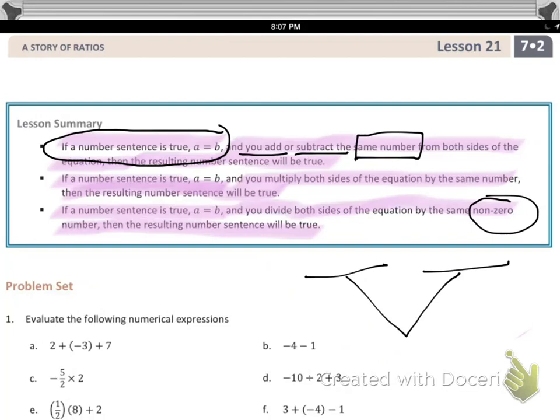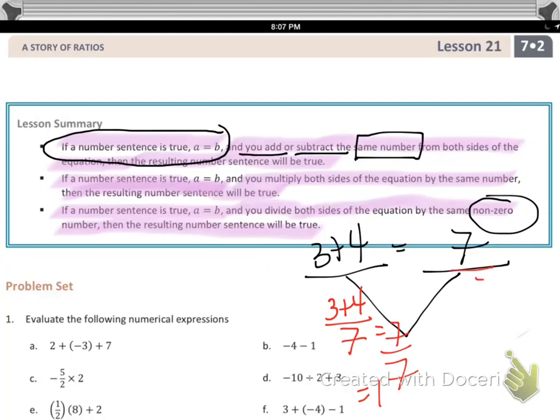Okay, so if we had, what do we have? I could do the same thing. 3 plus 4 equals 7. Same balance. All right. So if I divide both of those sides by 7, let's say, I'd have 3 plus 4 over 7, which equals 7 over 7, which equals 1. And then if I divide 7 divided by 7, that equals 1.